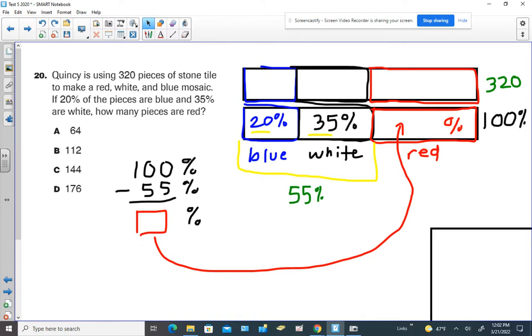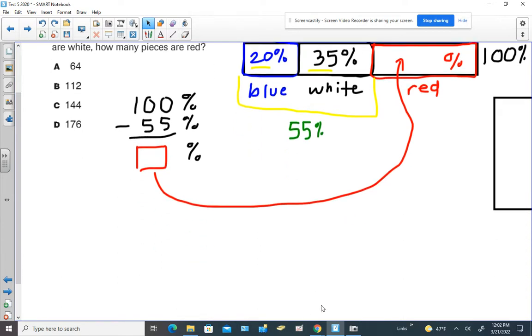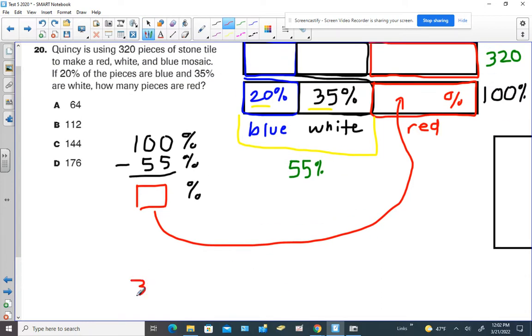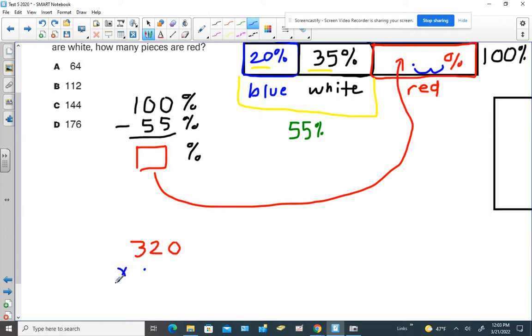In class, we talked about two different approaches when you have the all of it number. What are those two approaches? You can take the all of it number, which we know is 320, and multiply it by the decimal equivalent of whatever you have here. You change the percent to a decimal by moving the decimal two to the left. So whatever you have, it's going to be point something something. You can multiply that by this.